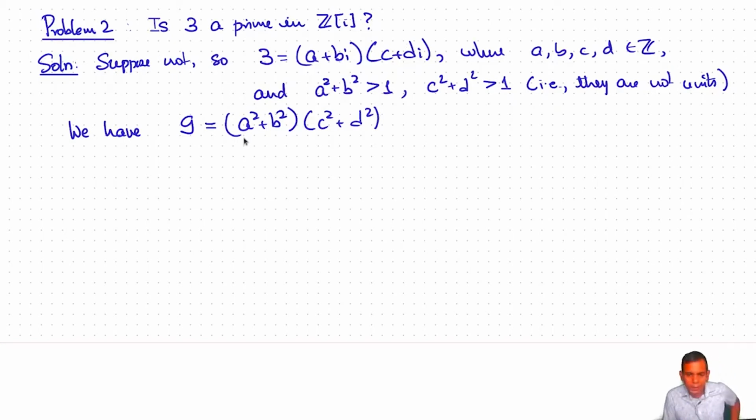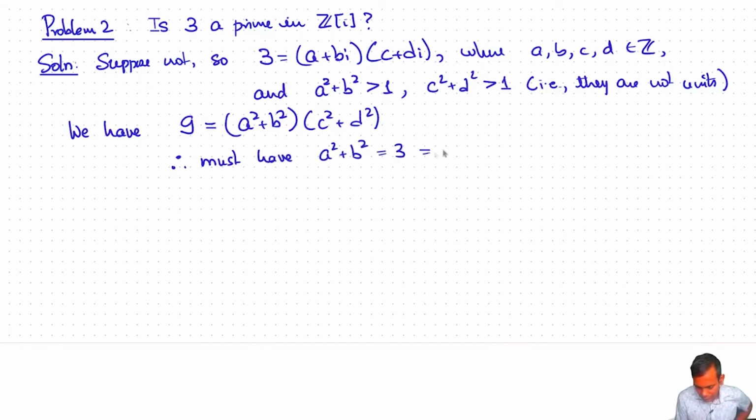So now a, b, c and d are integers. So we must have that a squared plus b squared and c squared plus d squared are integers, and they are integers strictly greater than 1. Therefore, we must have a squared plus b squared is 3, and so is c squared plus d squared. So a squared plus b squared and c squared plus d squared must be equal to 3.